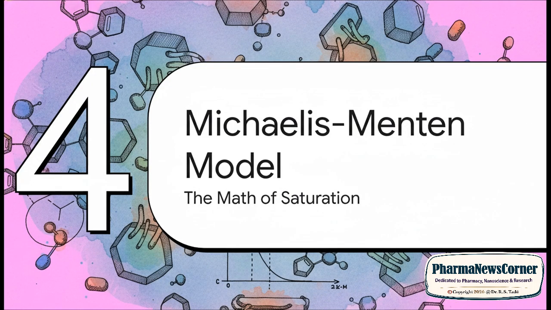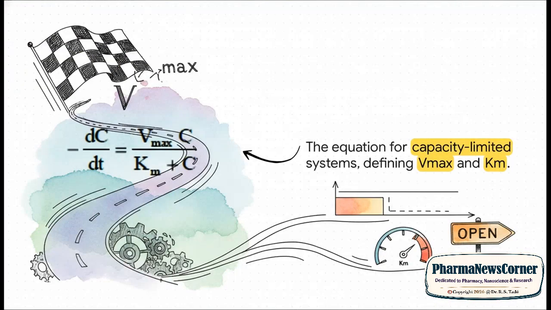Okay, so we've got the concept, but how do we actually describe all this behavior with math? Well, for that, we turn to something called the Michaelis-Menten model. It's the classic equation for these kinds of capacity-limited systems. Now, this equation describes the rate of drug elimination, but don't get hung up on trying to solve it right now. Just focus on two key parts.